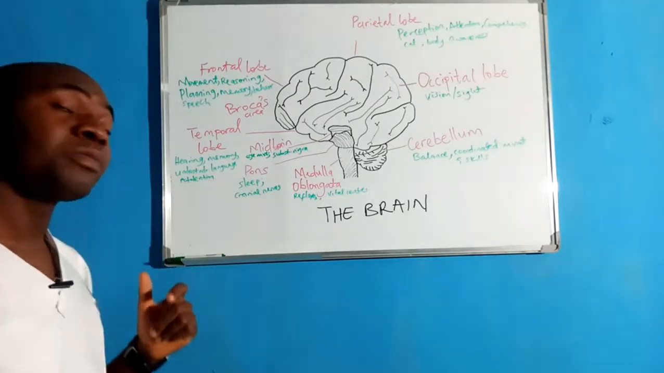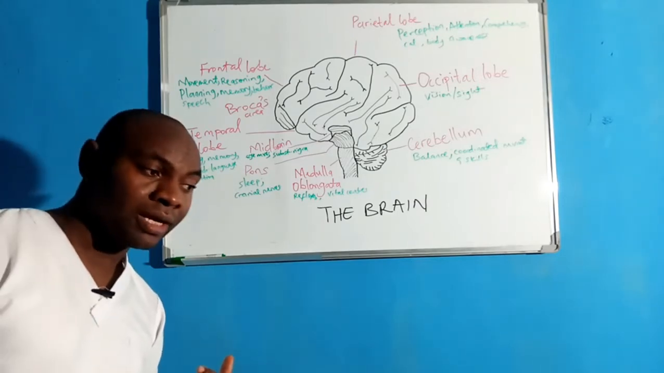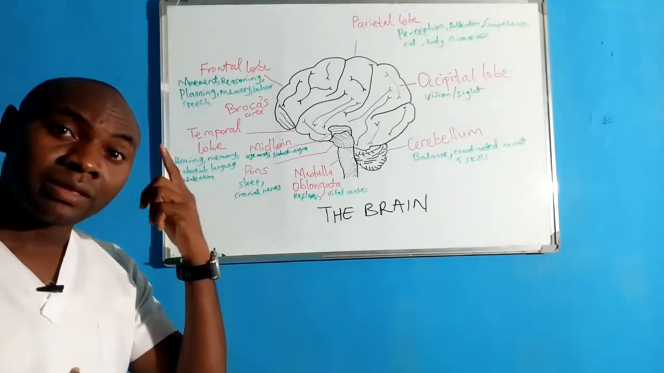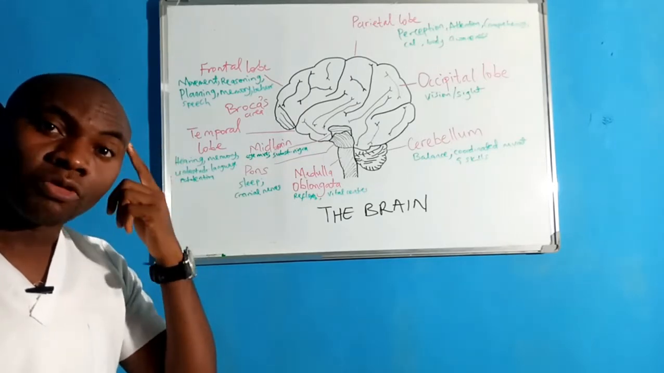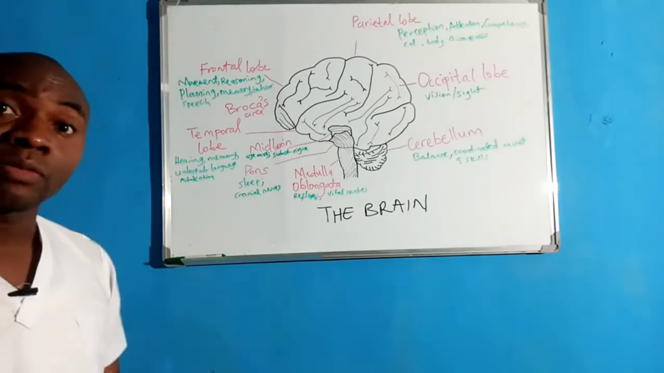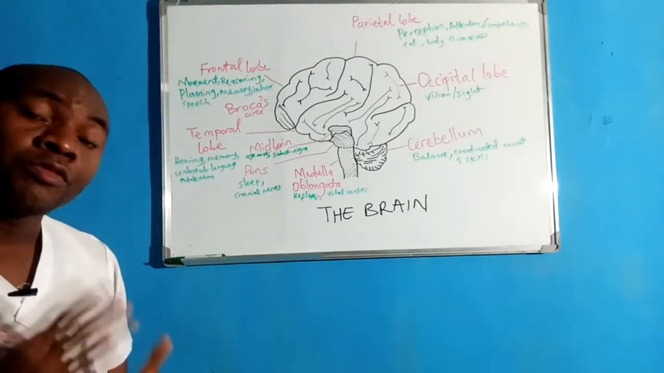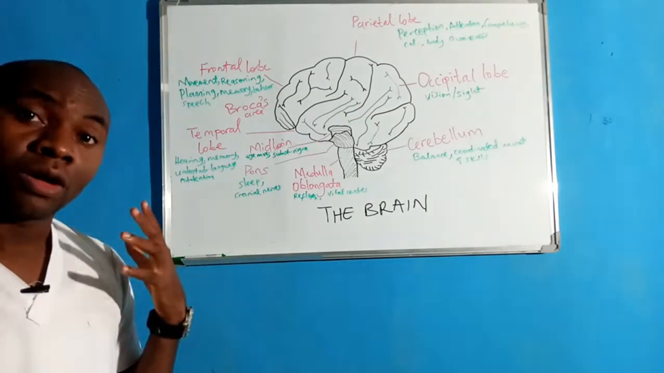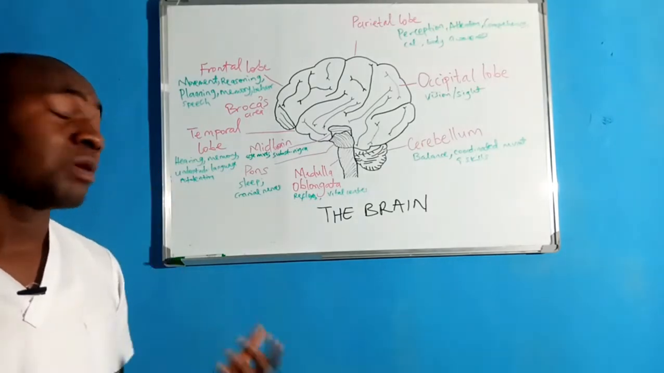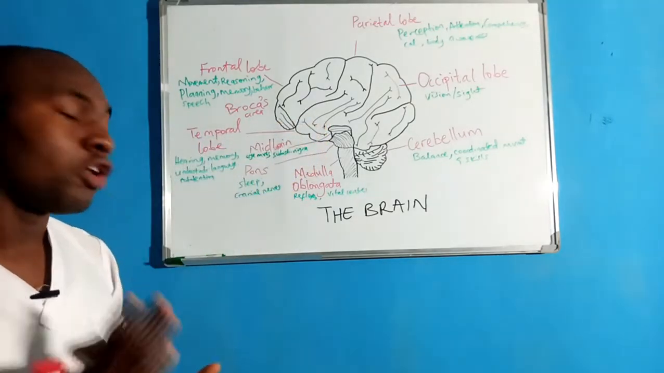So the temporal lobe helps us. For instance, someone is speaking now, I lean my ears to hear. The part that helps me to understand what I'm hearing is the temporal lobe of the brain, of the cerebrum. Another thing it helps us to get is memory, especially visual and auditory memory. Memories of what we've heard and memories of what we see are majorly found in the temporal lobe.